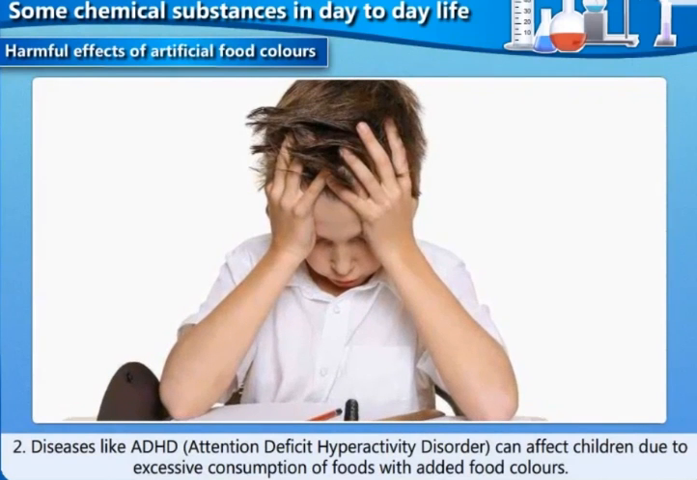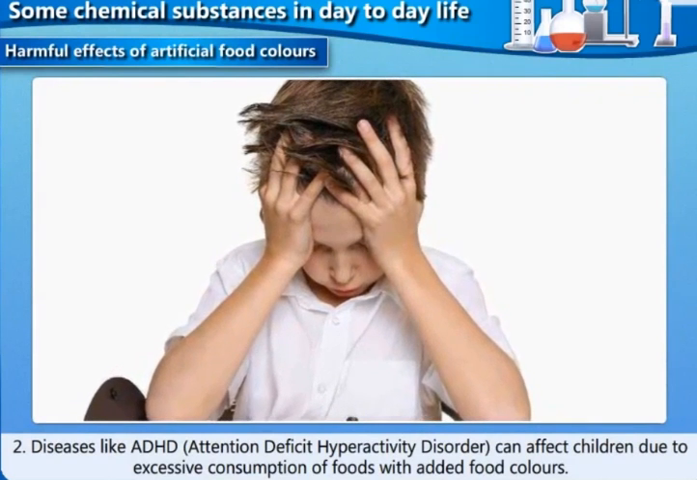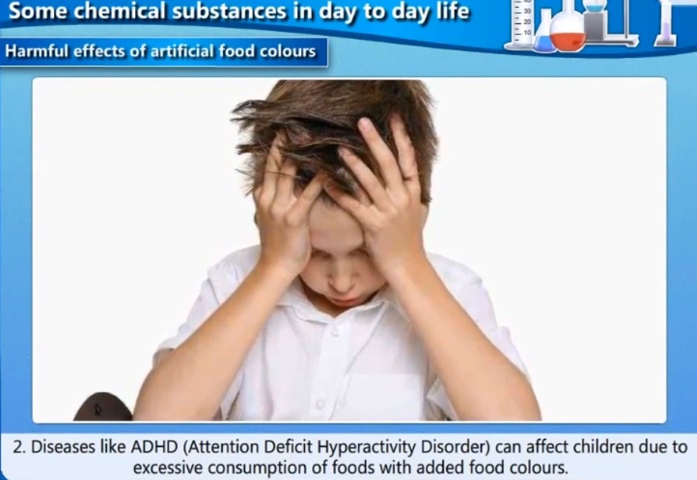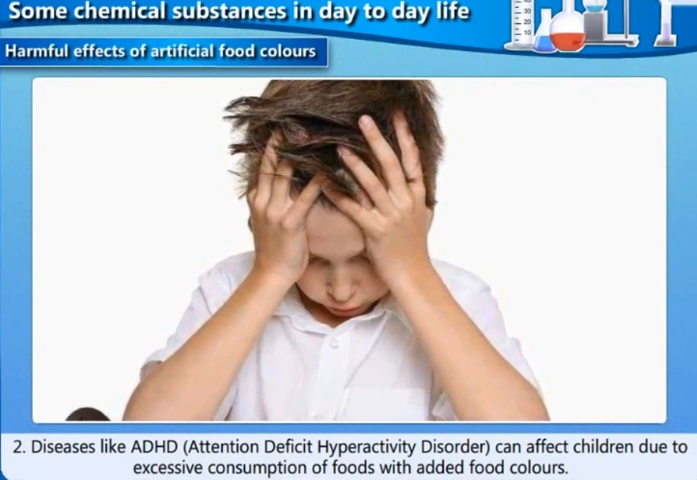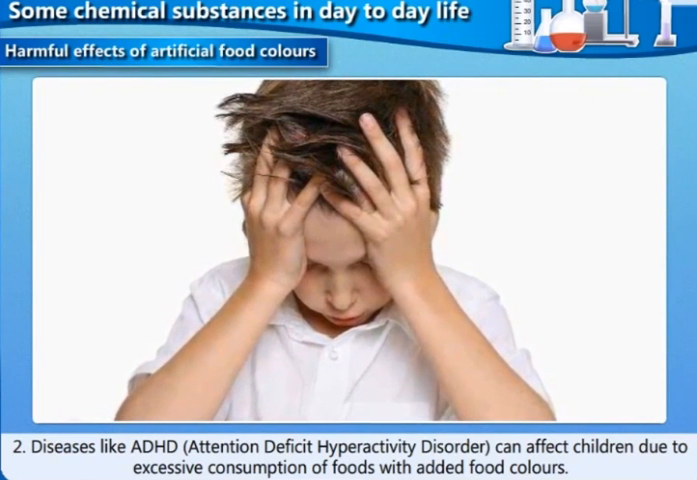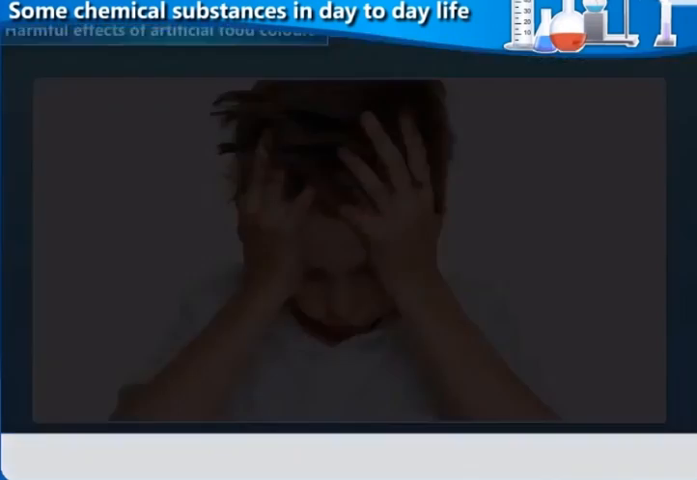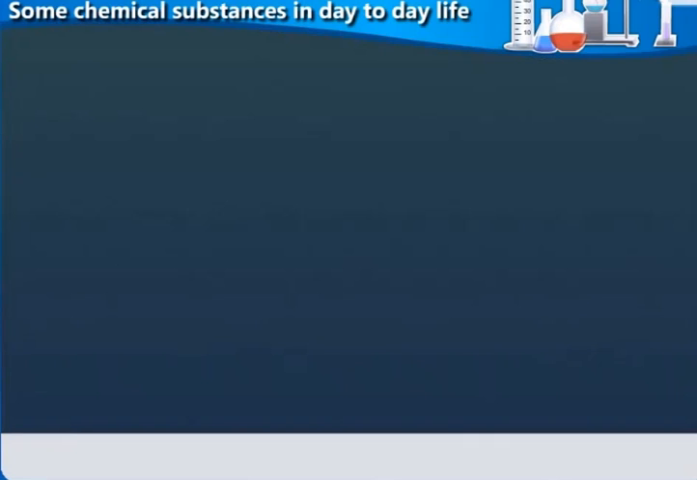2. Diseases like ADHD, attention deficit hyperactivity disorder, can affect children due to excessive consumption of foods with added food colors. So this is also one more problem. Children are suffering from ADHD. ADHD means they become very hyperactive. Because they are very restless, their attention span is reduced. So they are not able to concentrate on one thing or be focused on one thing. They're very restless characters, very hyperactive.